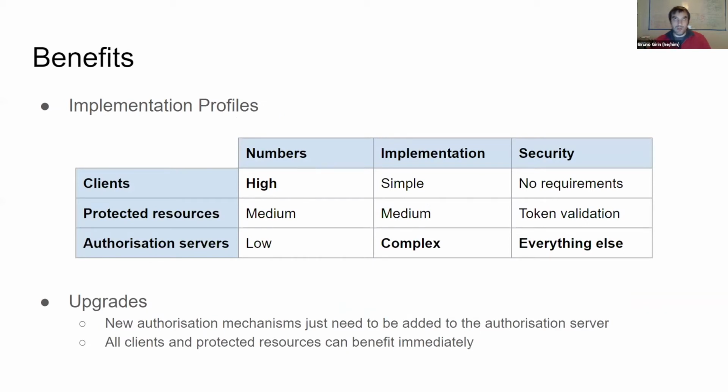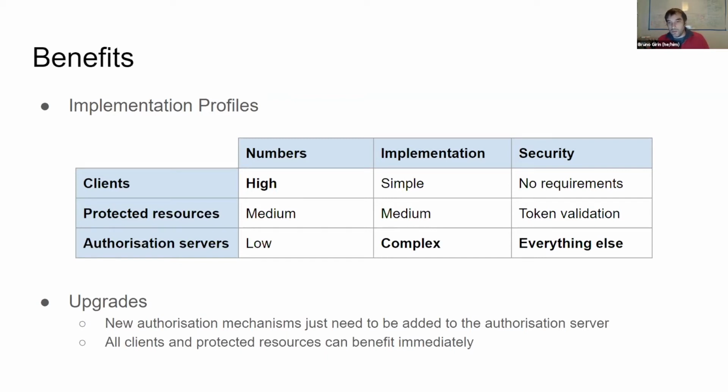One of the driving design ideas behind this is that you would have a lot more client apps than protected resources or authorization servers. So the idea is to keep the implementation simple and the security requirements simple for the part that most people will build, i.e. the mobile apps, the web apps, and all that sort of thing. The backend services, you'll have a bit fewer of them, but they still need to be reasonably simple to implement. The only security requirement is they need to validate the tokens you give them, but that's all there is.